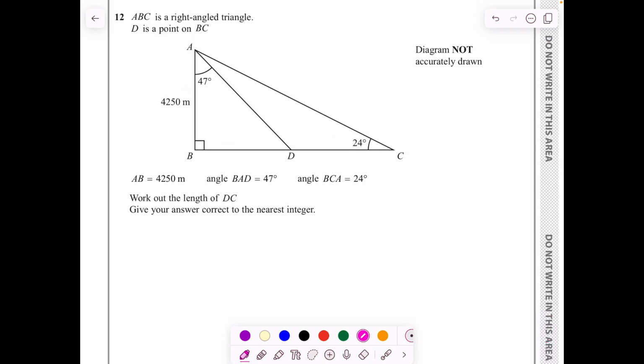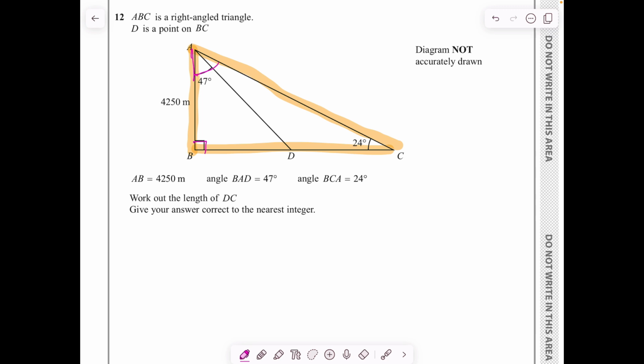Okay, here we want to find the length DC. So we just want to find this bit here, DC. So the first thing we're going to do is treat the whole thing as one big right angle triangle. So I'm just going to highlight the bit that I'm looking at. So I'm looking at this as my triangle, first of all. So I've got a right angle.